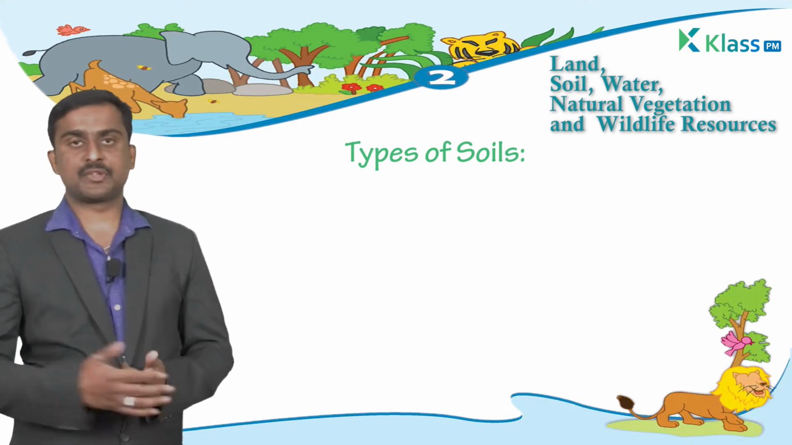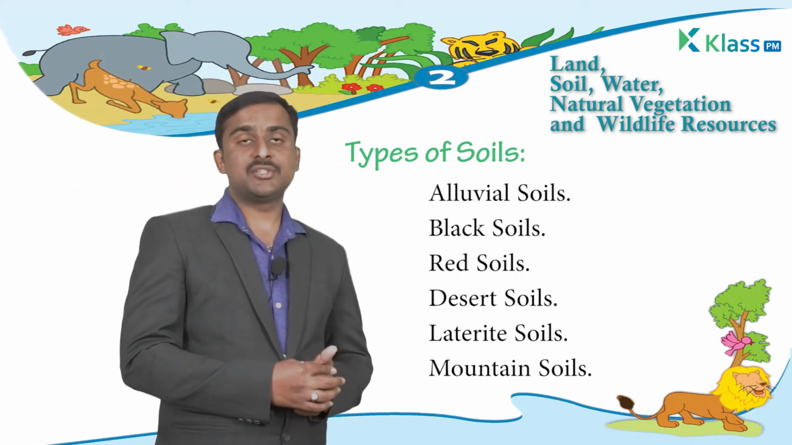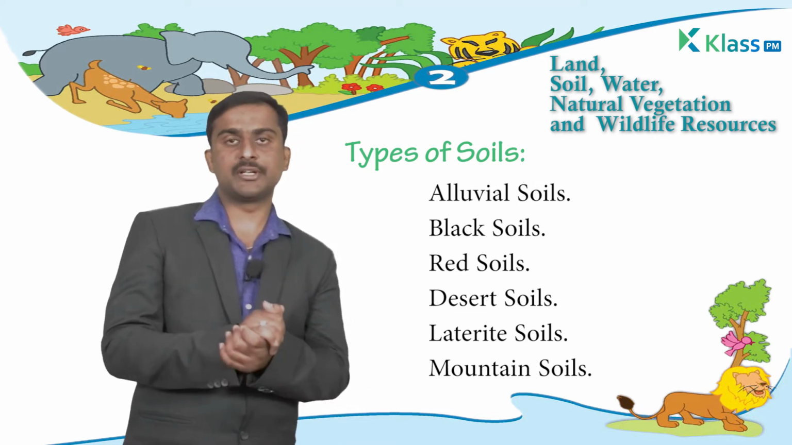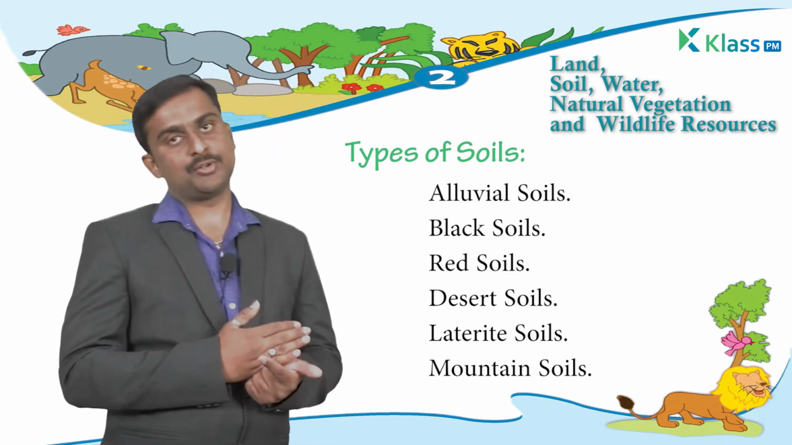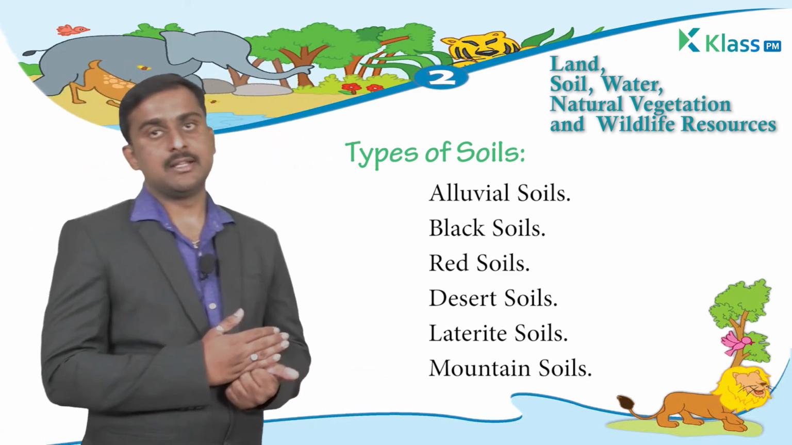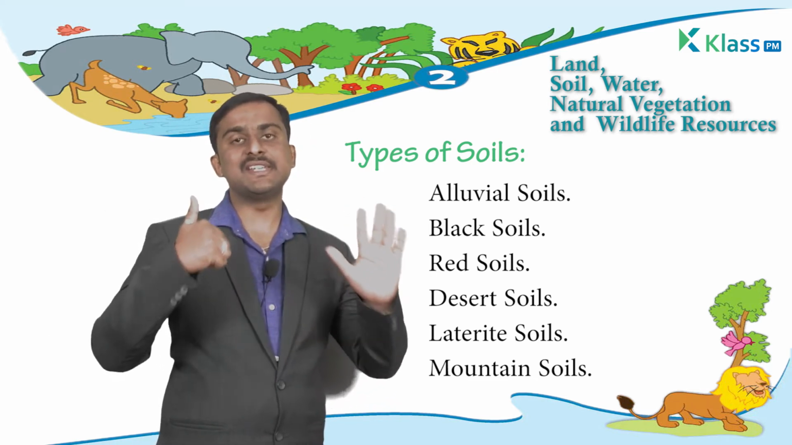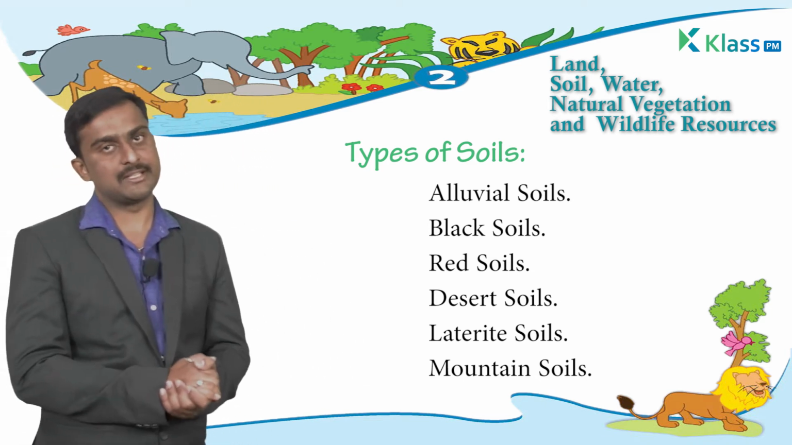So children, first, how many types of soils are there? The major types of soils in India are six. What are they? Alluvial soil, red soil, black soil, desert soil, mountain soil, and laterite soil. So these are the six types of soils that are present in India majorly.